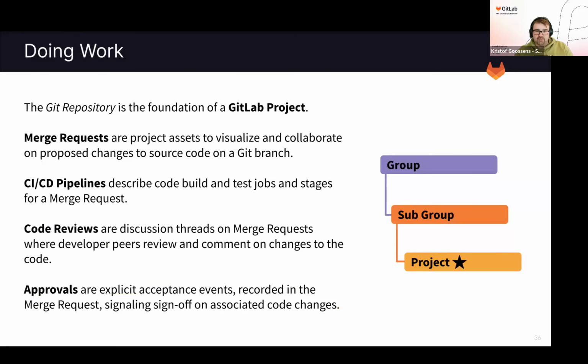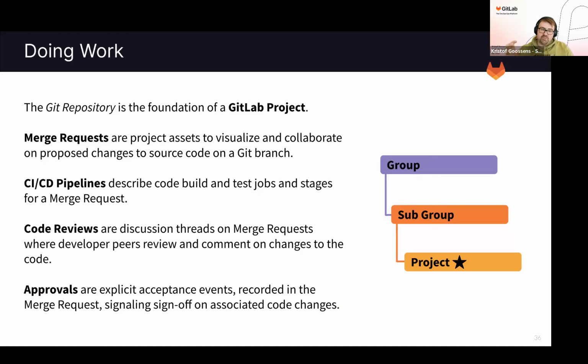Then doing the work, because we actually have to do some work sometimes as well. The Git repository itself is the foundation of a GitLab project. So each project has a Git repository in GitLab. If it's too daunting and you want to have a planning focused project, that's possible. You can disable that, that's fine, but it will always exist there because it's the basis of your project.